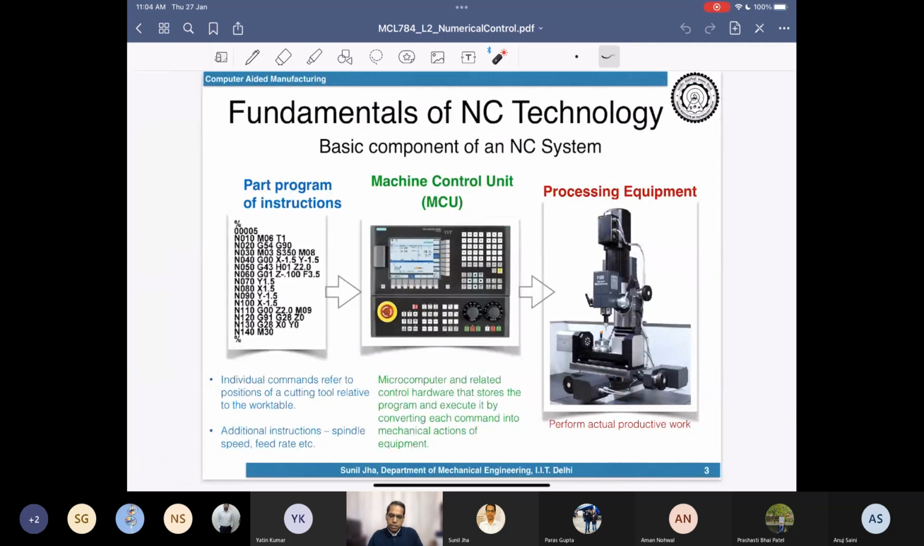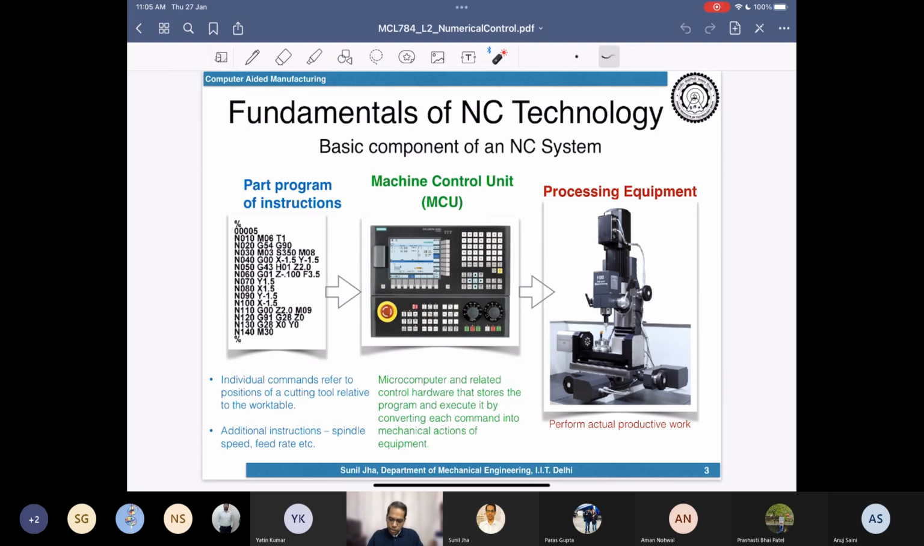Fundamental elements of the NC technology or NC system we need to understand. We were discussing earlier also in terms of the software programs, but when we talk about the basic components of any NC system, whether non-machining or machining type, you have the part program, or the program that you would like to execute here. That is the instructions that you want to give to the machine for the relative motion.